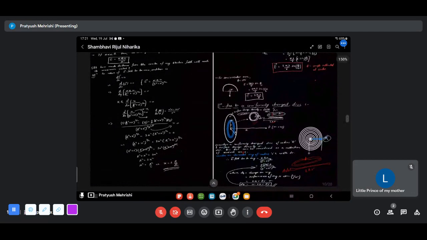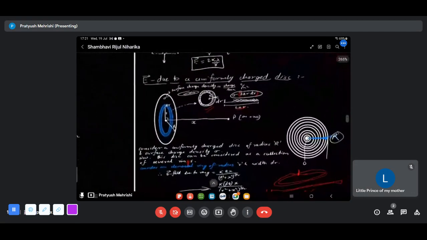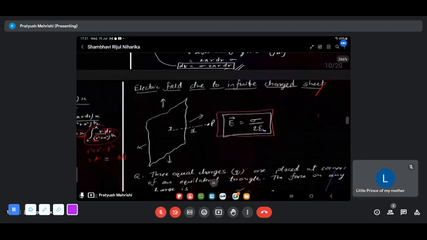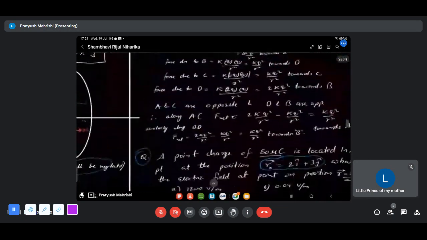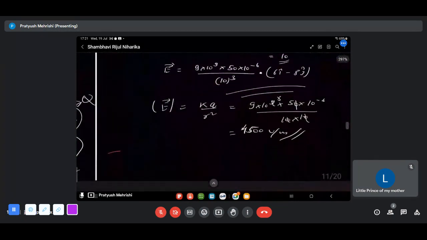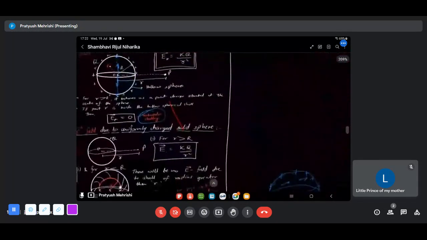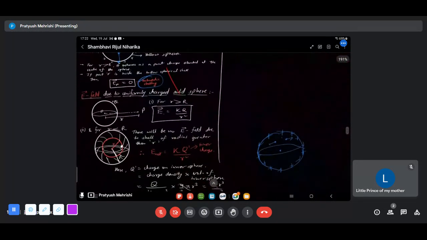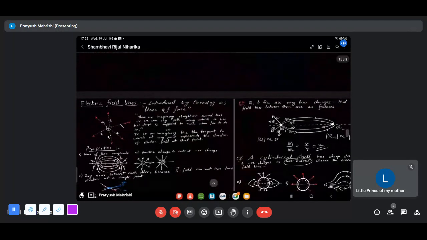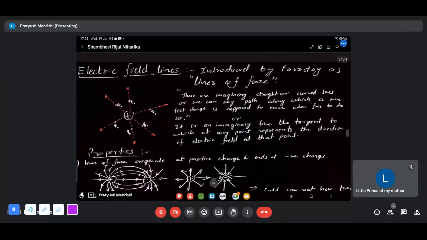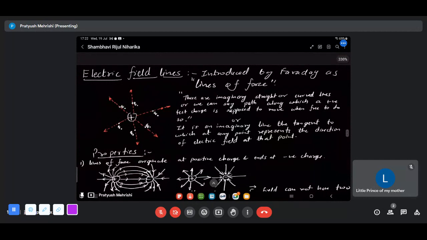Screen is visible. Fine. So till now we have seen the electric field due to uniformly charged disk. After disk, electric field due to sphere, that also we have seen. Now next topic is electric field lines. Yes, now tell me, what do you understand by electric field lines?